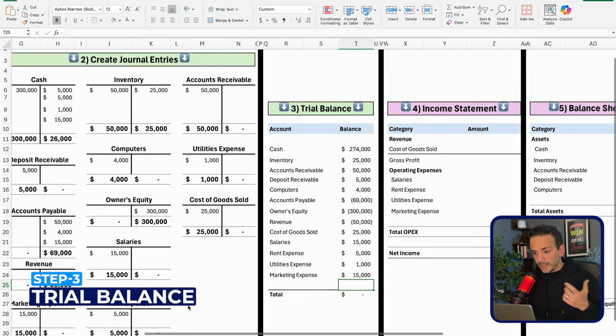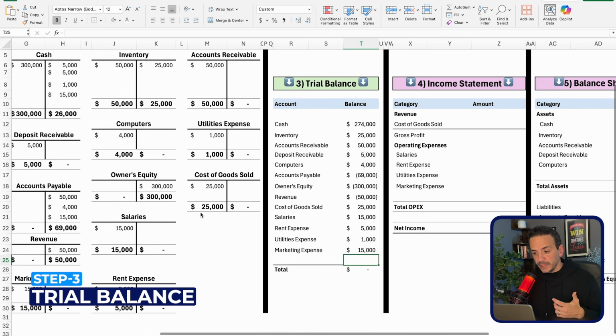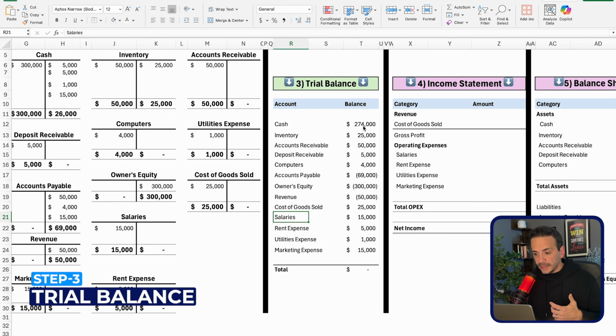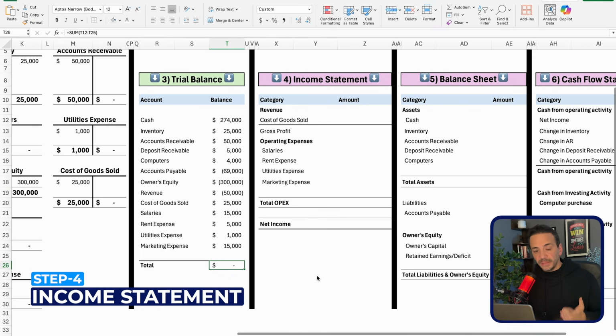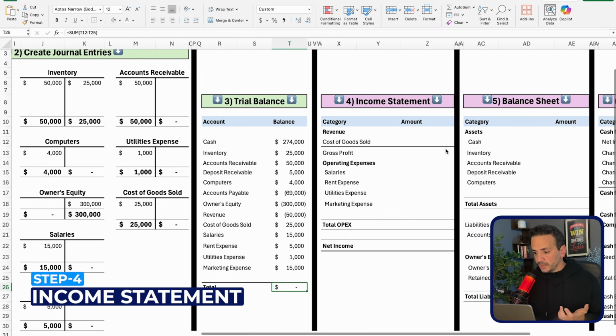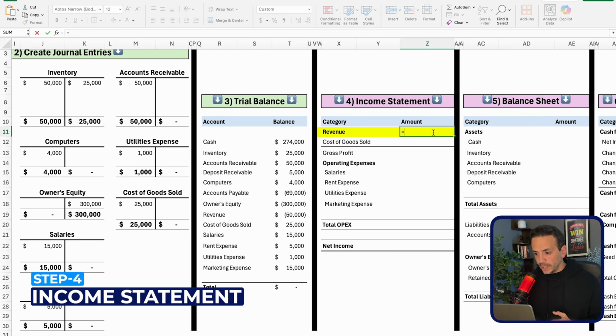All right, so now that I'm done summarizing all of my accounts in the form of an ending balance, the sum of all of these balances will always equal 0, which signals to me that my debits equal my credits, which gives me another level of confidence that my entries were correct. Okay, so now that we've done the trial balance, we'll go ahead and do step number 4, which is the income statement.